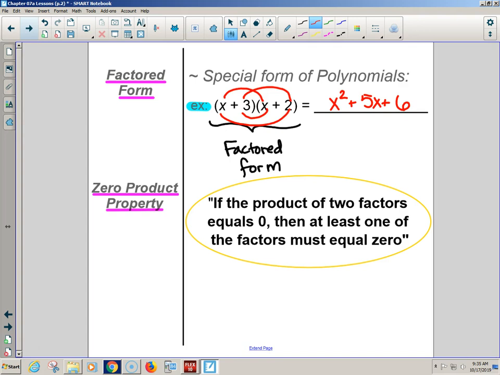But anyway, in section 7.2, we did learn how to multiply with a table or with arrows. But our factored form says, okay, it's a polynomial. It's just a polynomial written with parentheses. This other one is just kind of like standard form.